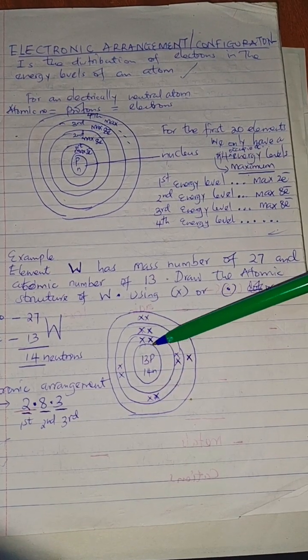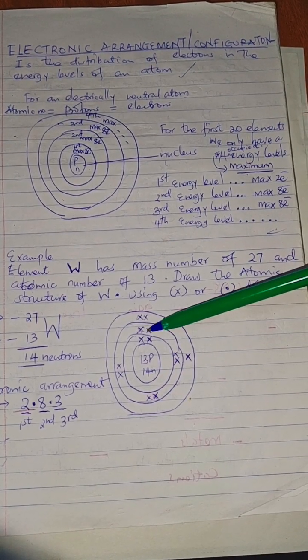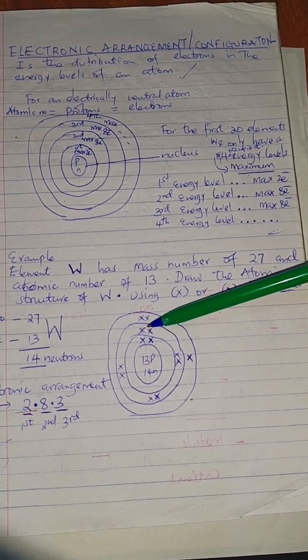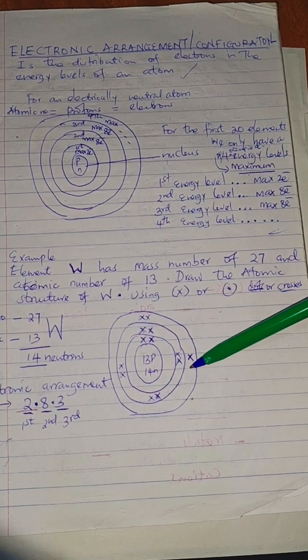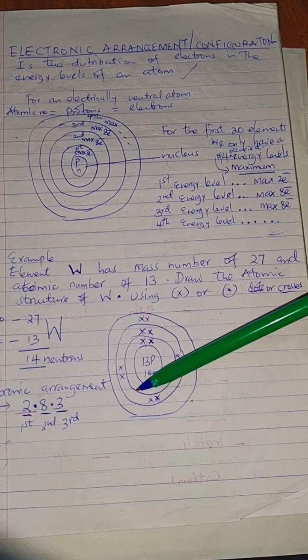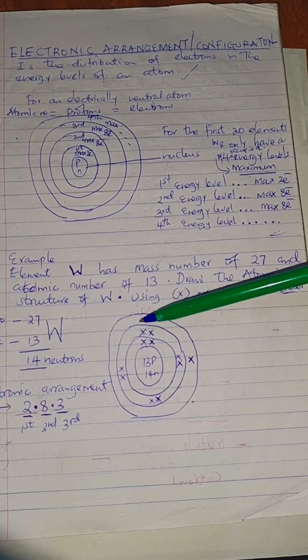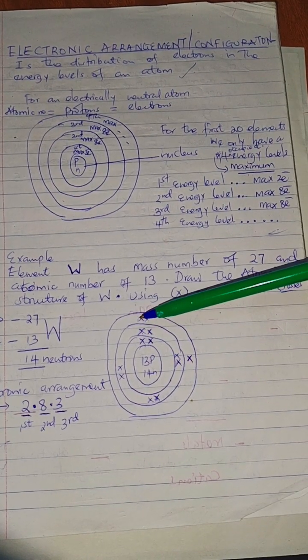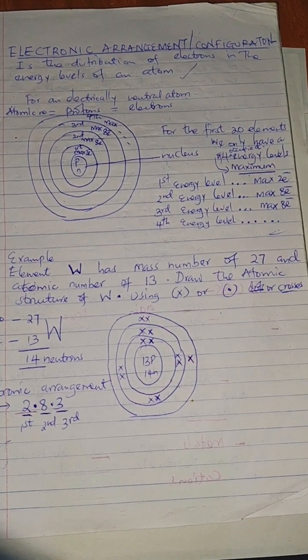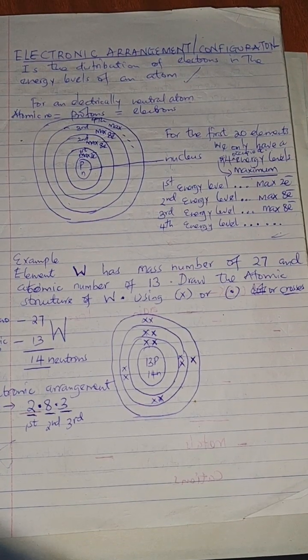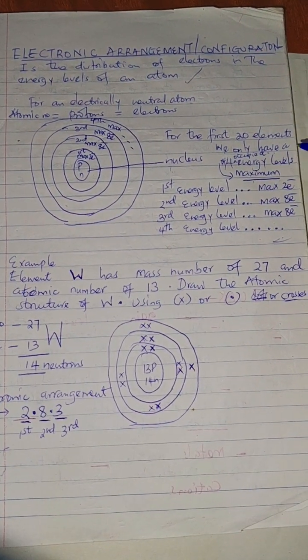So after that, you go to the first energy level. First energy level contains 2 electrons. Second, 1, 2, 3, 4, 5, 6, 7, 8. So the second energy level is full. Then we go to the third energy level, 1, 2, 3. So we have 3 electrons in the last energy level.